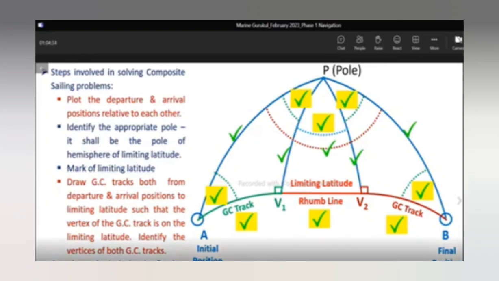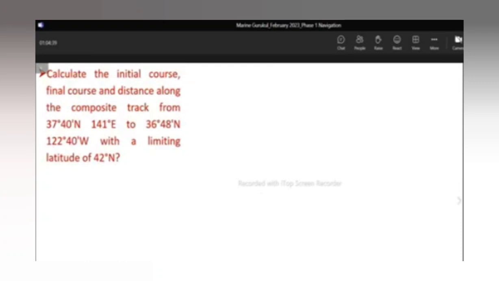Okay, beta. Moving ahead now. Having understood the concept of composite sailing, let us now solve a question. Calculate the initial course, final course, and distance along the composite track from 37 degrees 40 minutes north, 141 degrees east, to 36 degrees 48 minutes north, 122 degrees 40 minutes west, with a limiting latitude of 42 degrees north.